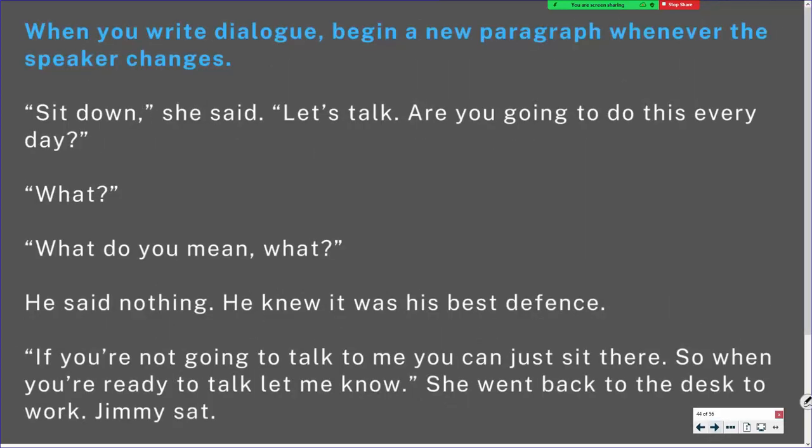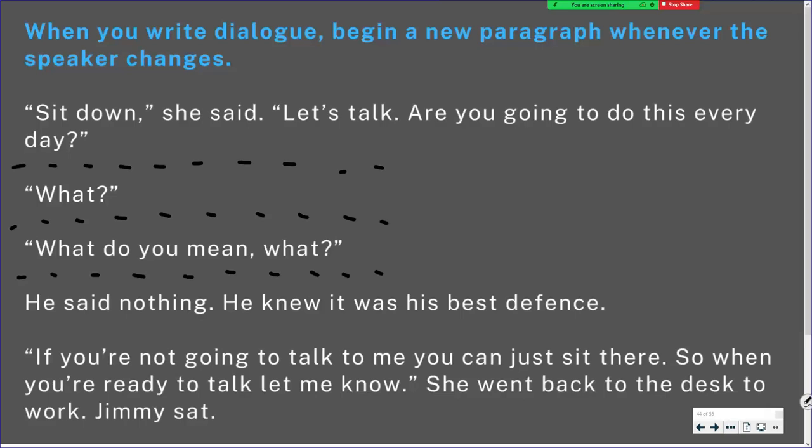When you write dialogue, begin a new paragraph whenever the speaker changes. If you read a screenplay, for example, it'll actually say the character's name, like Randy, and then a line of dialogue, and then Judy, and then a line of dialogue. When you're writing down fiction, or when you're writing down quotes of people, you always skip down, so there's always an empty space here, right? There's that empty space in between. And that tells the reader that somebody else is talking.